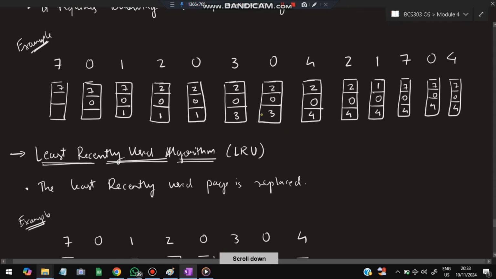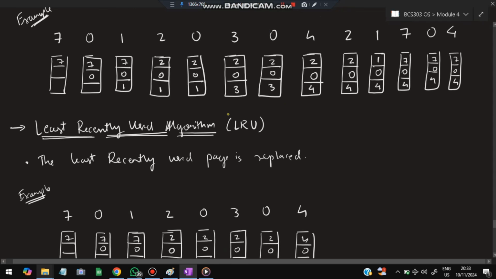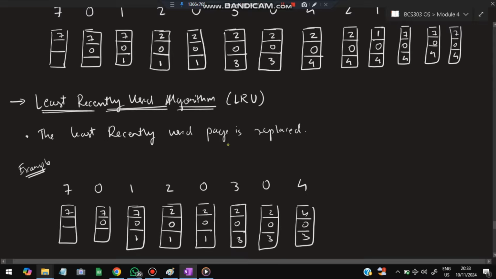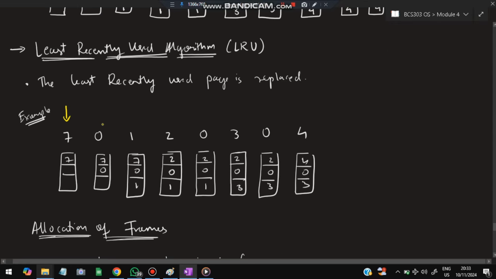Okay, the last one is LRU, which is the least recently used algorithm. Here the least recently used page is replaced. Let's understand this using an example. 7 0 1 2 0 3 0 4. Now 7 came, I put 7 here. 0 came, I put 0 here. 1 came, I put 1 here.